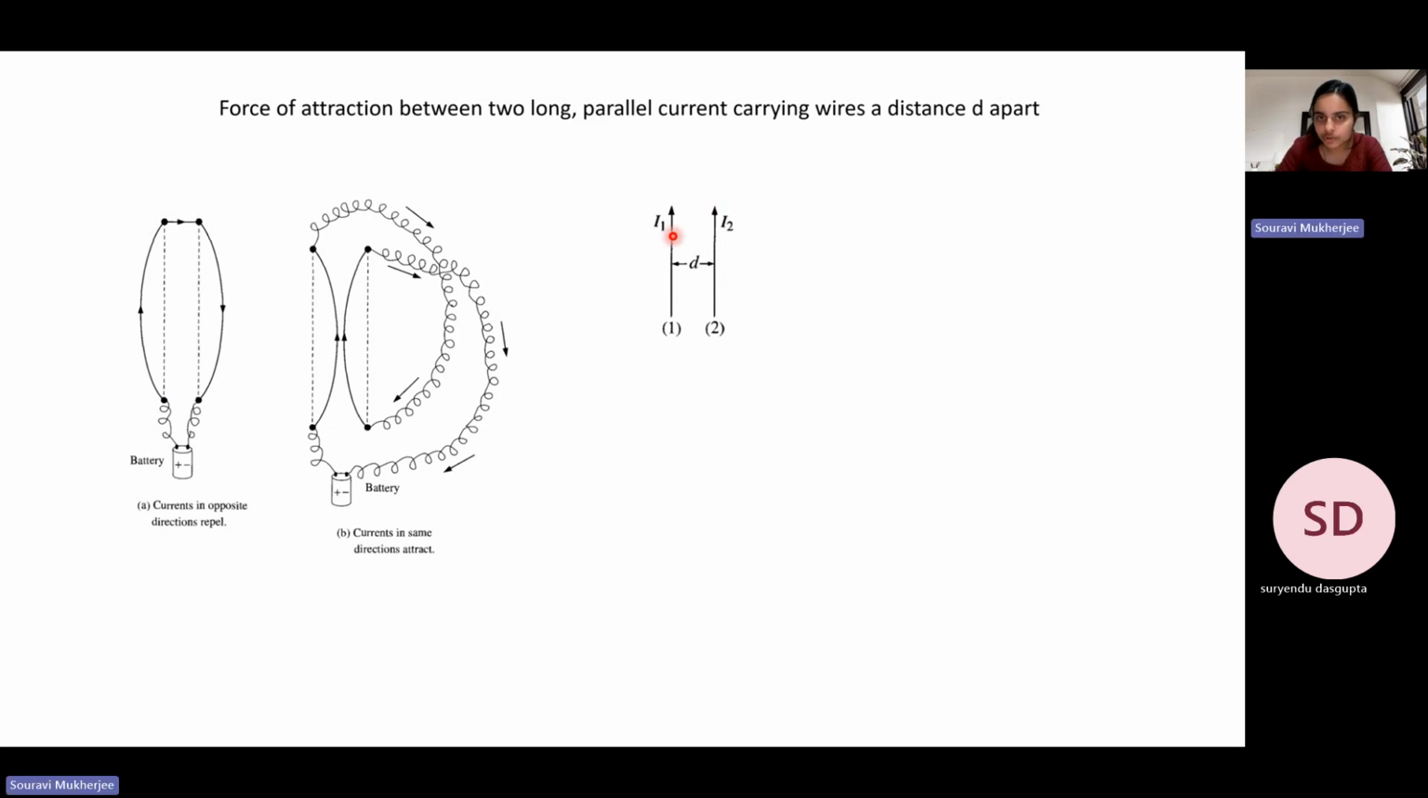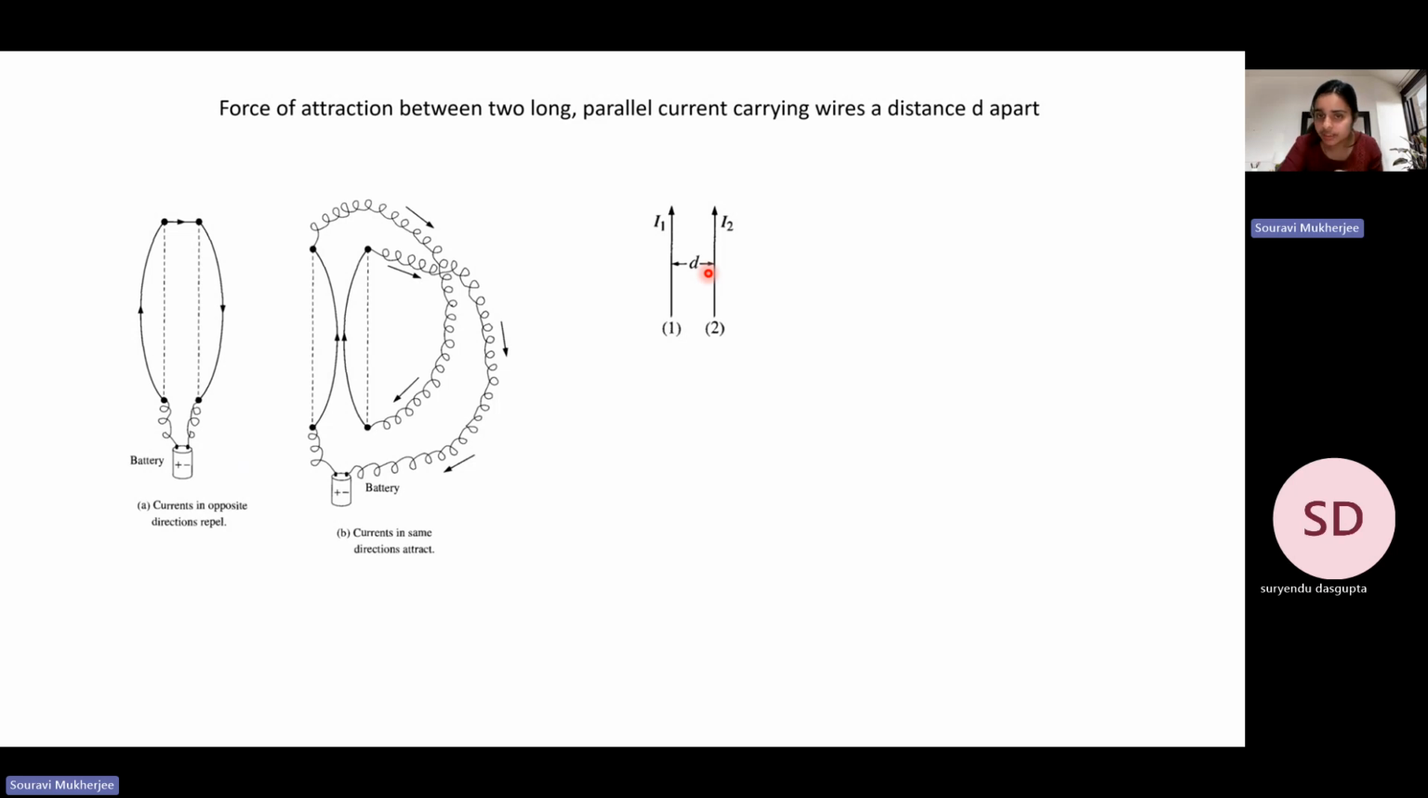So suppose you want to find the force on the second wire because of the first wire. So you have to find first what is the field due to the first wire at the location of the second wire, because it is the field that is causing the force. So you need to first find the field due to the first wire.